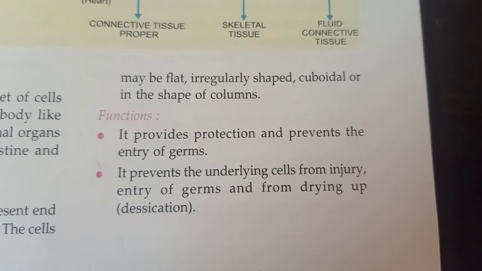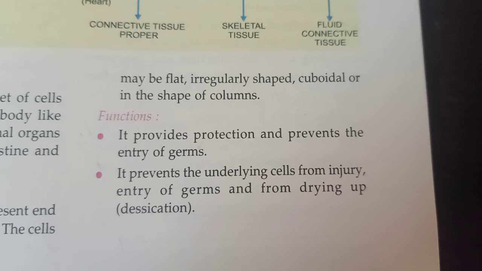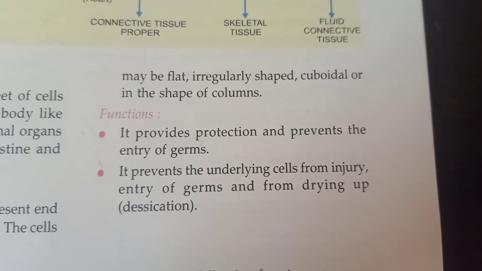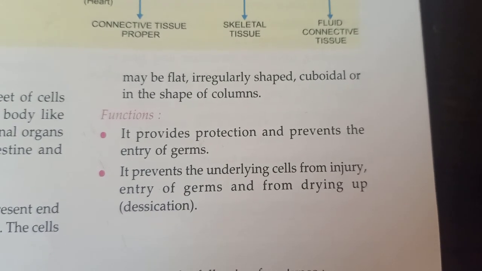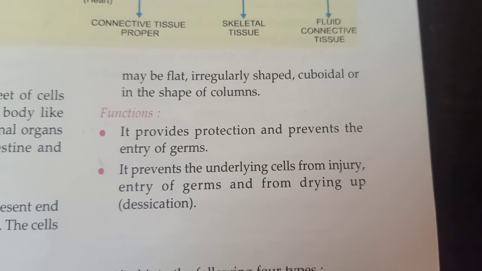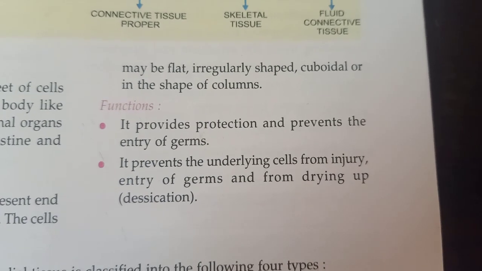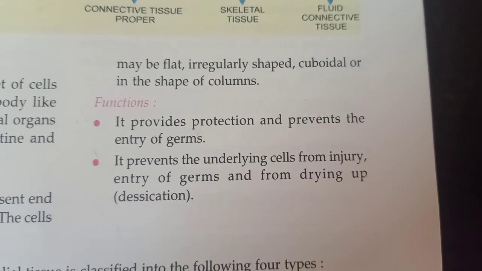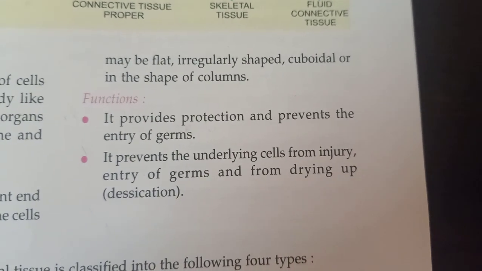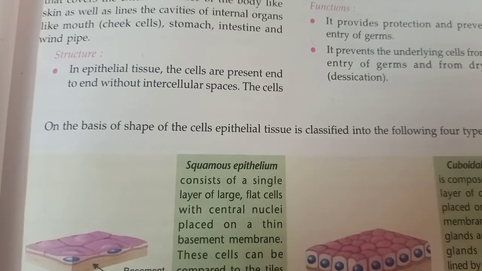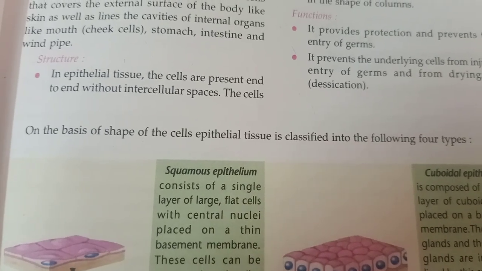Second point, it protects the underlying cells from injury, entry of germs, and from drying up, that is desiccation. Now as this epithelial tissue is present on the skin, it protects the whole body from injury, and it even protects so that germs do not enter inside our body, and it helps in keeping the body wet. It prevents the body from drying up, that is, from desiccation. Now on the basis of shape of the cells, epithelial tissue is classified again into the following four types.